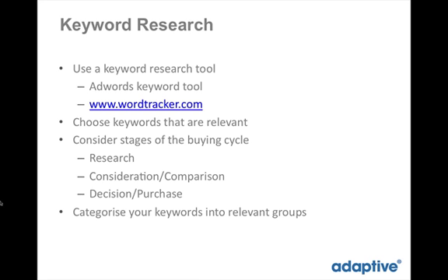So the stages being the initial research, then considering and comparing products, and then once a decision has been made, doing the final search to make the purchase. And then finally, categorize your keywords into relevant groups, which will help you decide on how the campaign should be split into the various campaigns and various ad groups.